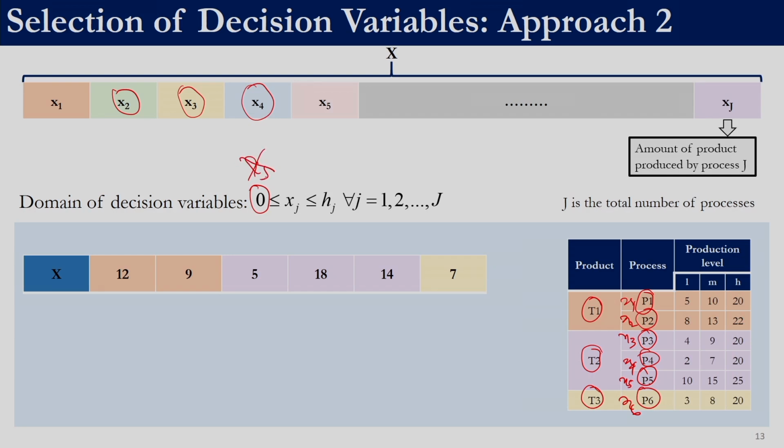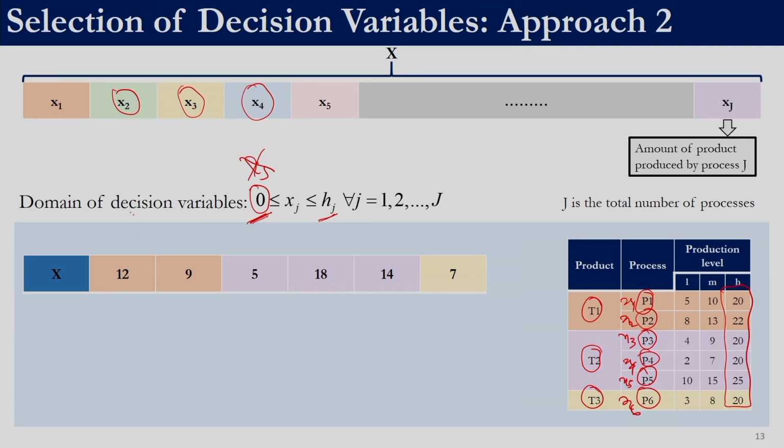It should not be Lj, the lower bound has to be 0, right, because the problem definition does not require us to use all the processes. So, to capture the feature that we can choose not to produce from a process is possible with this encoding only if we take the lower bound as 0 and Hj is the upper bound. So, this is the upper bound of the 6 decision variables.